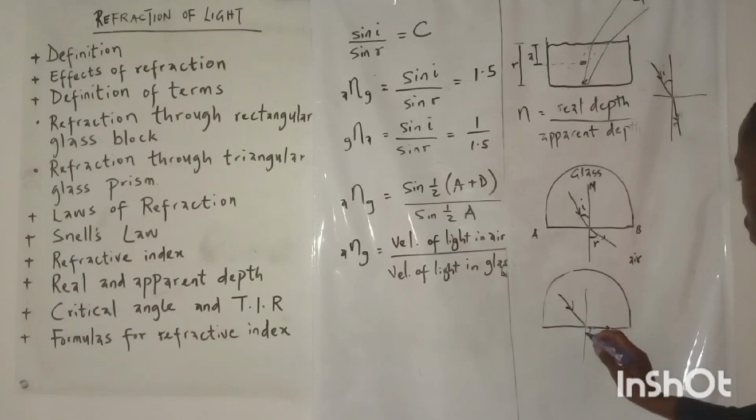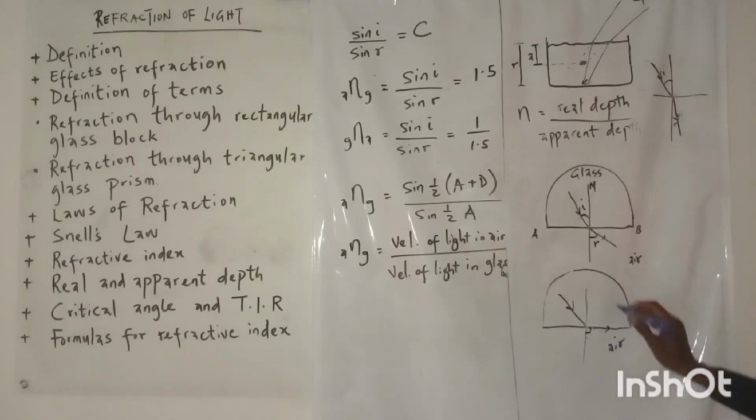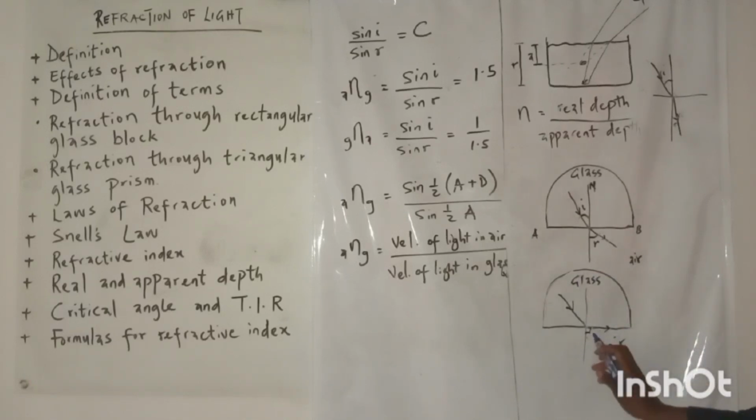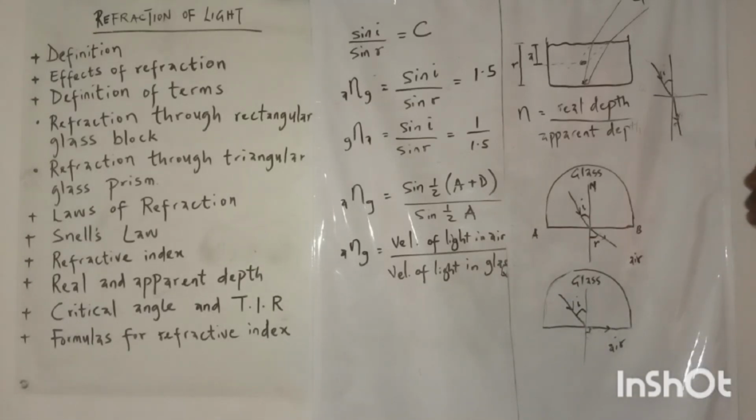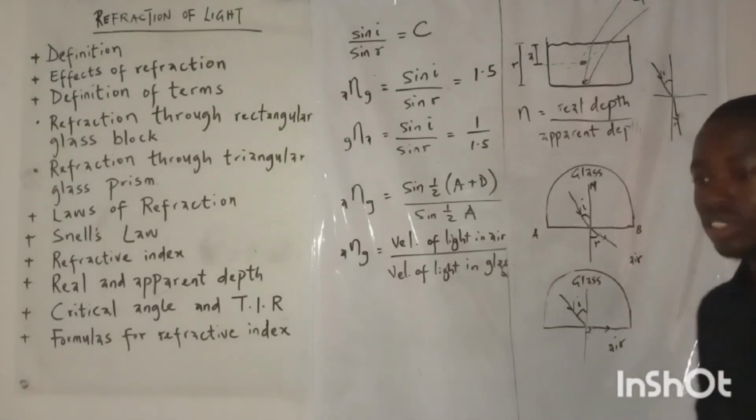So when it gets to a point where the angle of refraction in the less dense medium, we are using glass and air, is 90 degrees, then the angle of incidence in the denser medium is known as the critical angle. So critical angle is the angle of incidence in the denser medium when the angle of refraction in the less dense medium is 90 degrees.